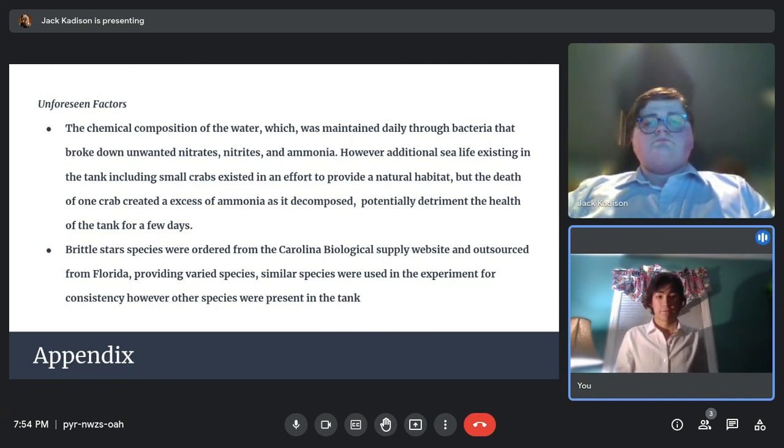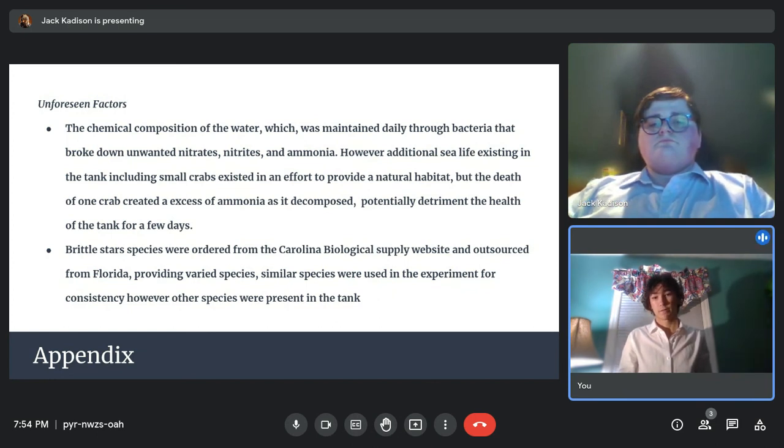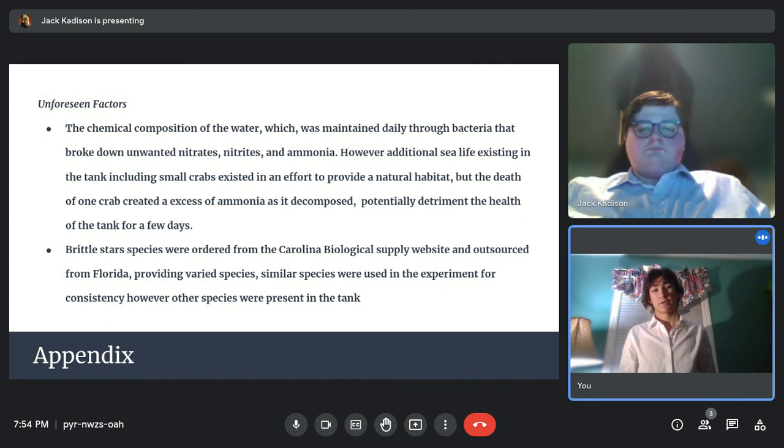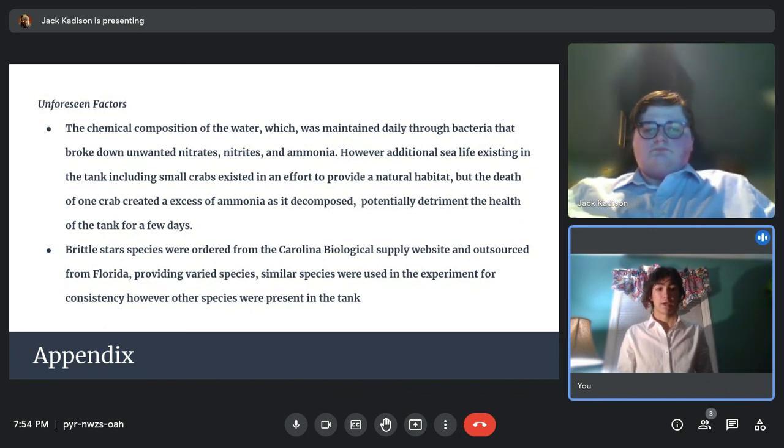However, the sea life existing in the tank consisted of small crabs as well to provide a more natural habitat, but the unforeseen factor was the death of one of the crabs, which created an excess of ammonia as it decomposed, potentially detrimenting the health of the tank for a few days, which might have caused inconsistencies in our data.